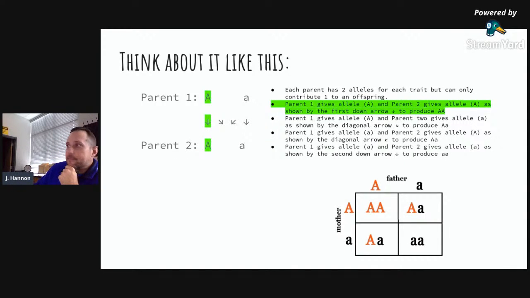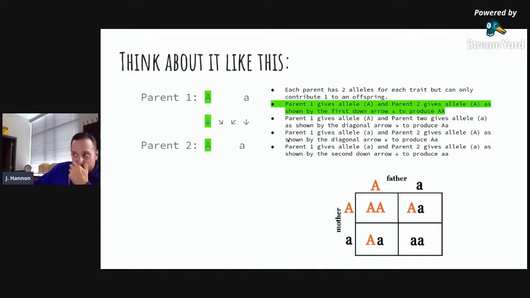Think about it like this. Each parent has 2 alleles for each trait, but can only contribute 1 to the offspring. Every child gets 1 from the father in the sperm and 1 from the mother in the egg, okay, to give it the 2. So that limits our possibilities.